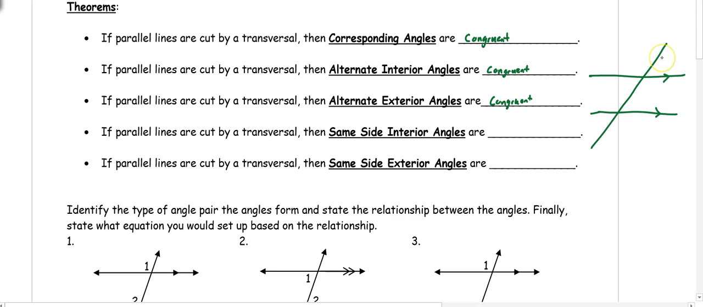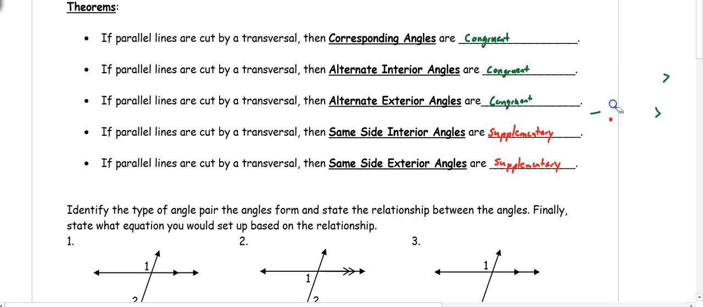If I have same side interior angles, those are no longer congruent. Those are going to be supplementary, which means they're going to add up to 180 together. The same thing is true for same side exterior angles. If I have same side exterior angles, those are also going to be supplementary.